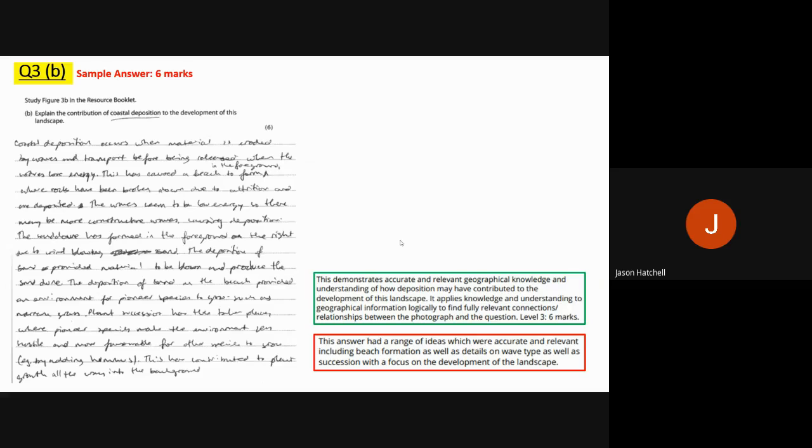The answer had a range of ideas. It also mentioned things like wave type, which it didn't need to, and plant succession and so forth, which really show that this candidate has a very clear idea of how this landscape has formed and how coastal deposition has caused it.